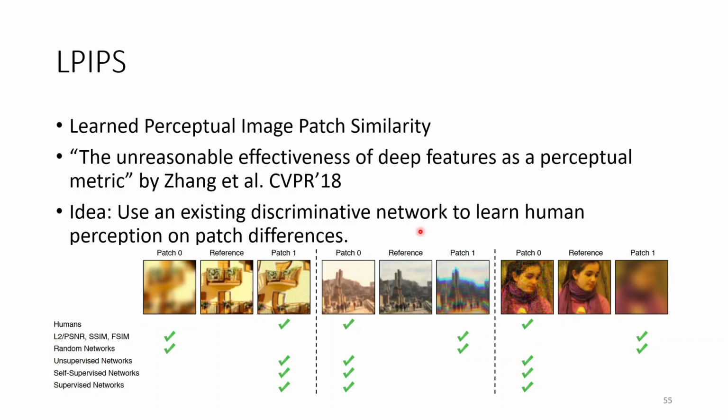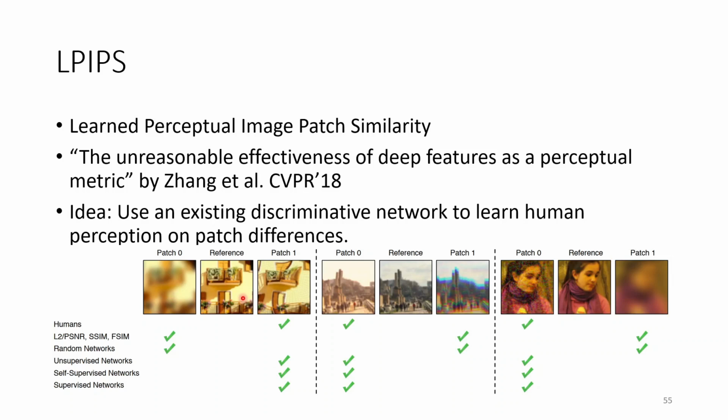So, first of all, for this example, this is a reference image, and they are given two patches. They first ask human subjects which one of the two is more like the reference image. From this and this, humans usually will choose this. But PSNR, SSIM, I mean those existing metrics, will say this patch 0 is more close to the reference image.